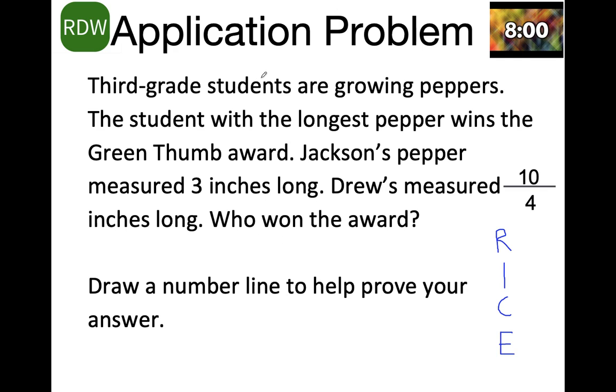I'm going to get started and read the question out loud. Then I'm going to give you a few seconds to think about how you might restate the question. And then you may go ahead and start drawing your number line. It says, third grade students are growing peppers. The student with the longest pepper wins the Green Thumb Award. Jackson's pepper measured 3 inches long. Drew's measured 10/4 inches long. Who won the award? Draw a number line to help prove your answer.